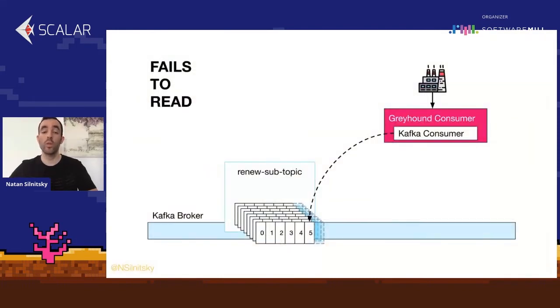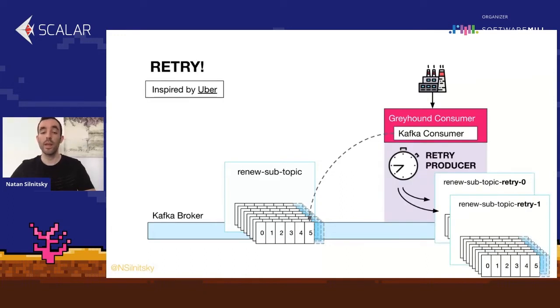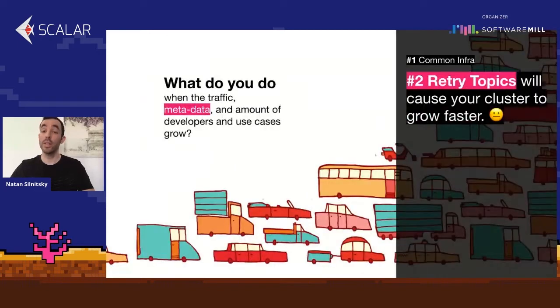And behind the scenes, what will happen? Let's say that we have some subscription renewal topic that we consume messages from. And then if the processing fails for some reason, we will have a built-in retry producer inside the consumer that will produce the message to a retry topic. So we have a retry 0 topic for our first interval that we set for 1 second, and the second retry topic after 10 minutes. And this design was inspired by Uber. You can check out the link here that I'll share with the slides. But there is an issue here.